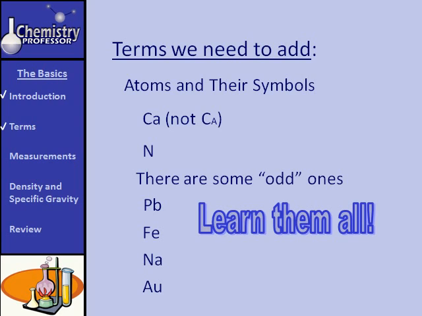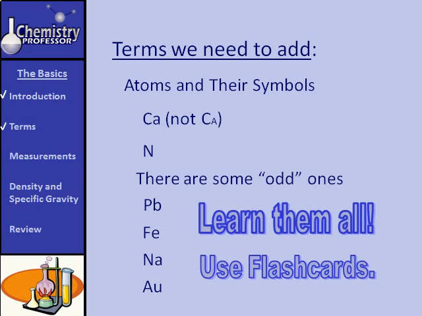And I want you to learn them all. Learn all 111 elements and their symbols. And I suggest you use flashcards. Put the name on one side, the symbol on the other. Carry a stack of 10 or 15 around with you. Change them out regularly. And you will find you can learn them very painlessly in a very quick amount of time.